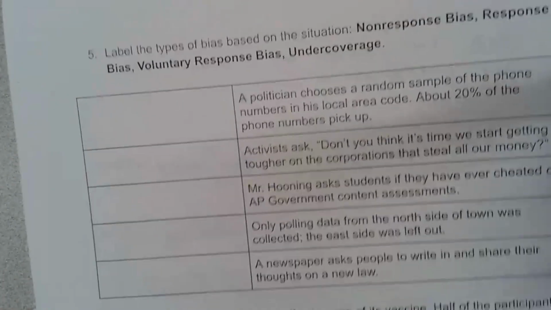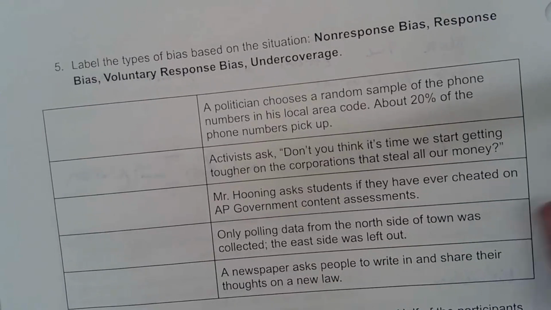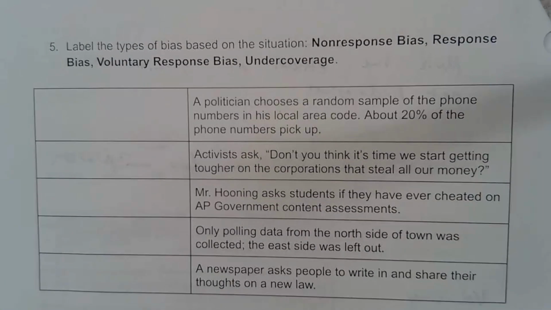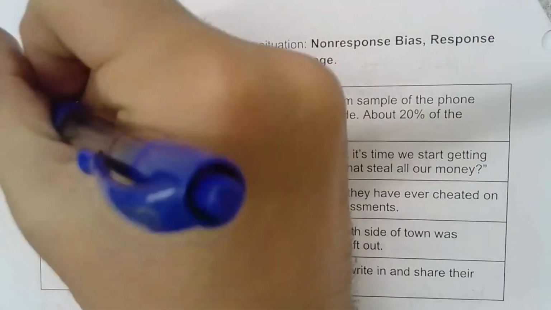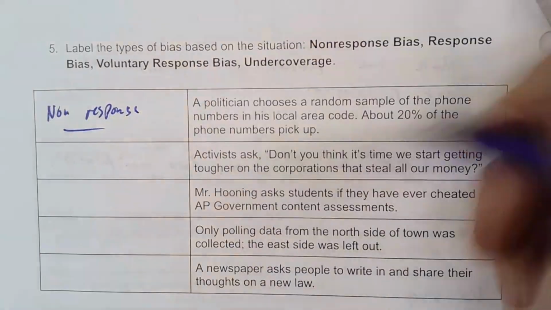Okay, label the types of bias based on the situation. You've got non-response, volunteer, under coverage. A politician chooses a random sample of the phone numbers in his local area code. About 20% of the phone numbers pick up. This is gonna be non-response. Right, people are not picking up.